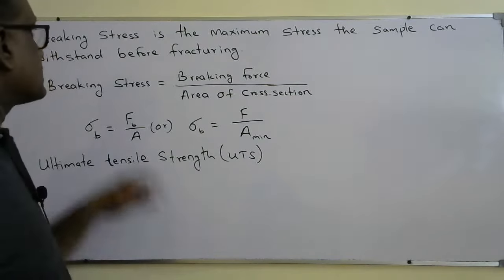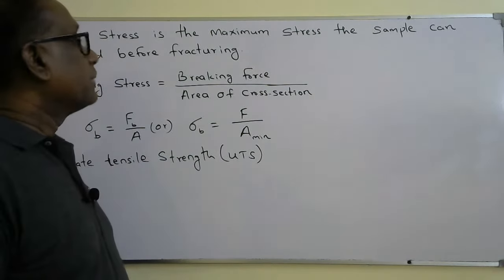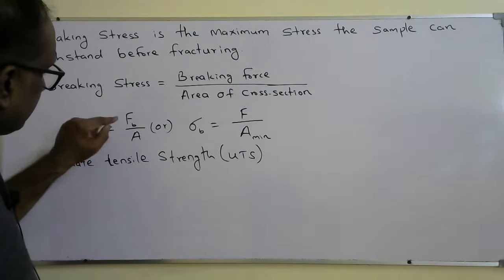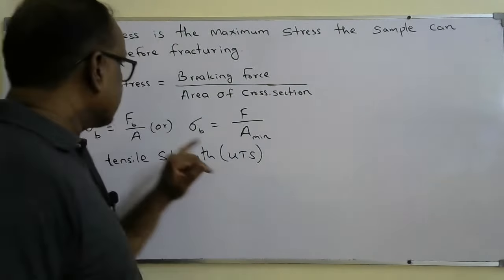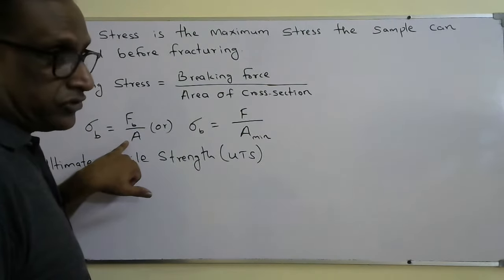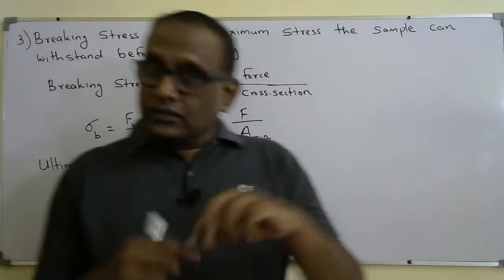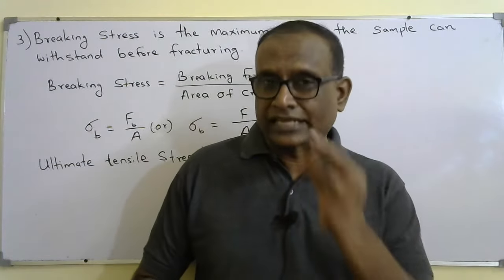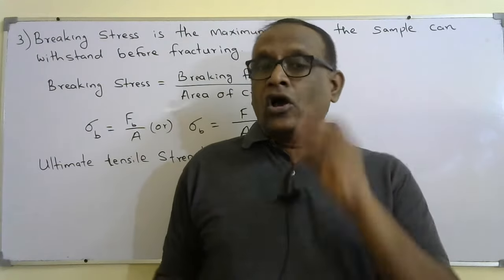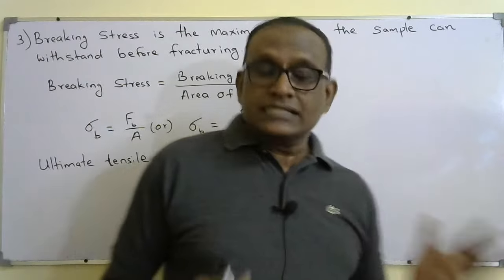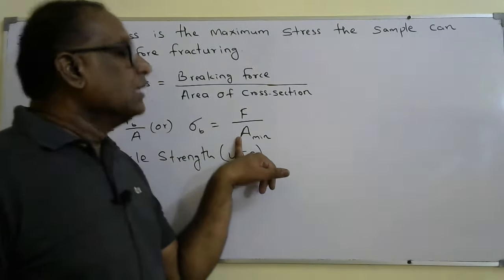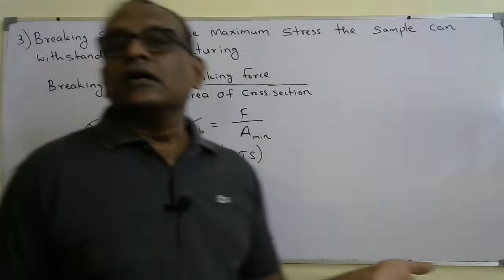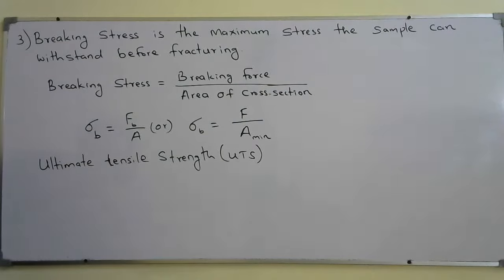Breaking stress is the maximum stress the sample can withstand before fracturing or breaking, called breaking stress or ultimate tensile strength. It's given by breaking force over area of cross section. So for a given area of cross section, we can find the force required to break. Or for a given force, we can find the minimum area of cross section of the wire or rod. Either way, breaking stress equals F over A minimum, so we can get a question related to breaking stress either way. The unit is the same, Newton per meter squared.